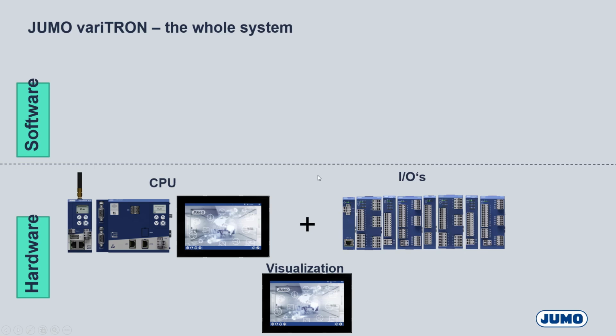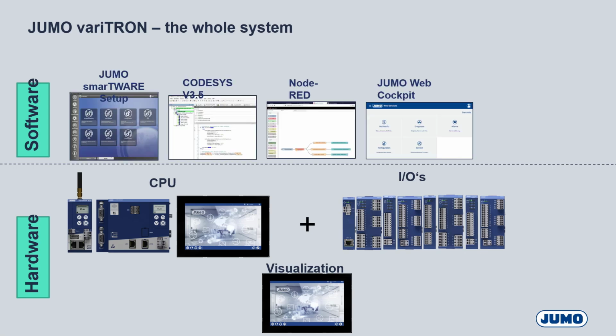In the software area, we have different apps, so to say. We have our JUMO smartWARE setup. It's for the offline configuration of the CPUs, of the PLCs. We have CODESYS version 3.5 as a development environment, which is integrated into the smartWARE setup. Then we have Node-RED as another development environment without any costs, so you don't have to pay a license for that. And we created our JUMO Web Cockpit.